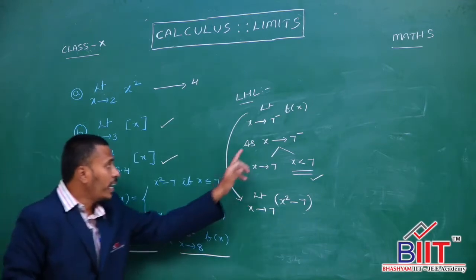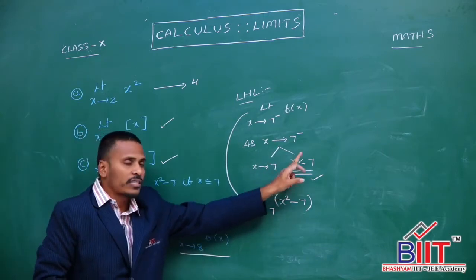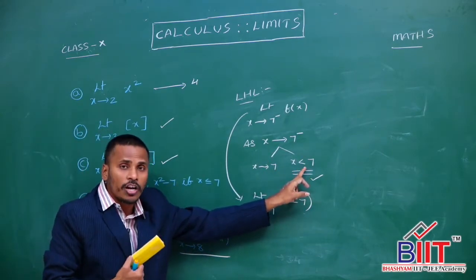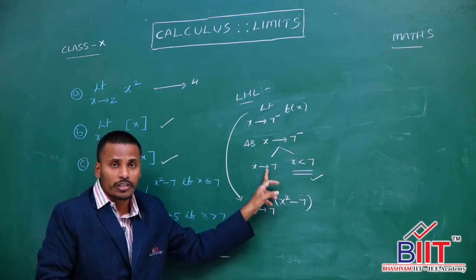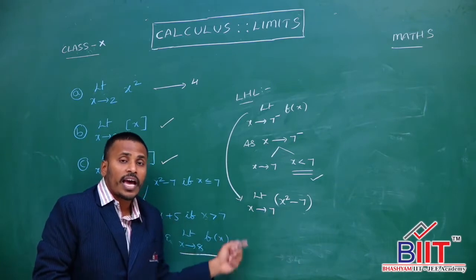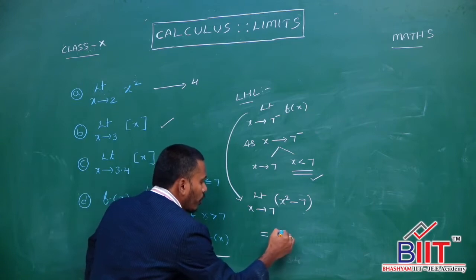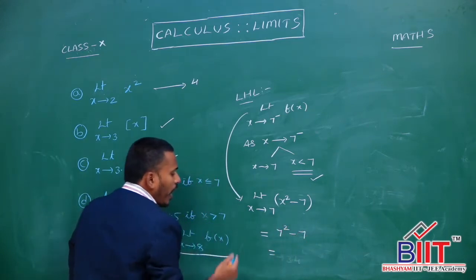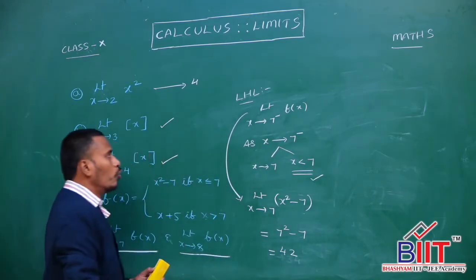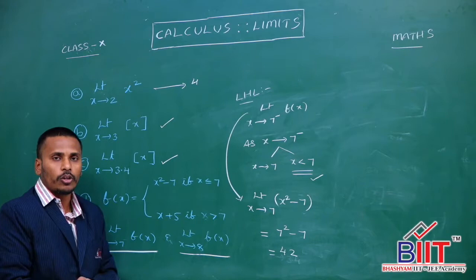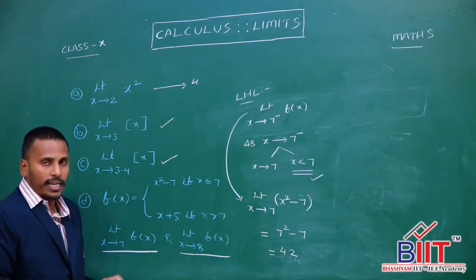Have a look. X tends to 7 minus has two restrictions, X tending to 7 and X less than 7. X less than 7 is already used by considering this definition, but still I need to use this X tending to 7. X is tending to 7 in the sense X value is almost equal to 7, so this value is also almost equal to 7 square minus 7. And we know that 7 square is 49 and minus 7 is 42. So, here the left hand limit is 42.